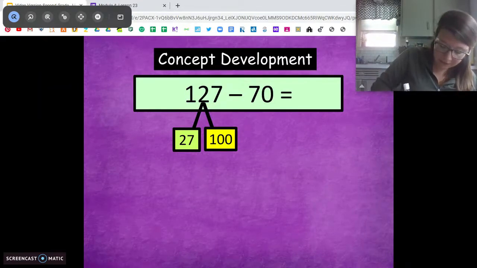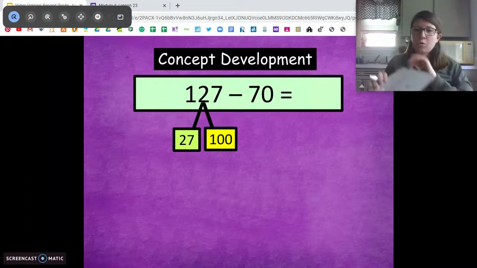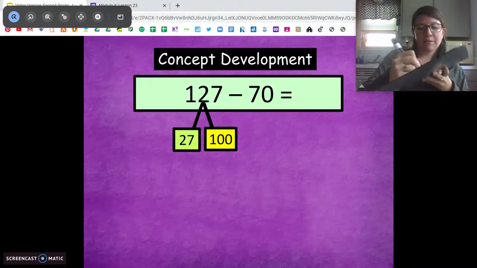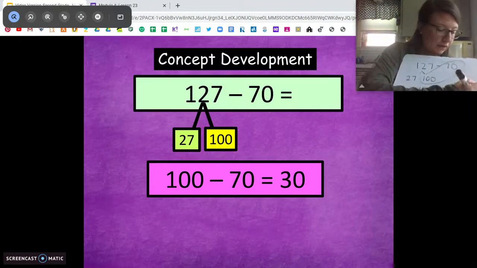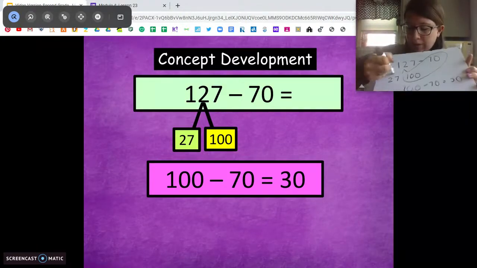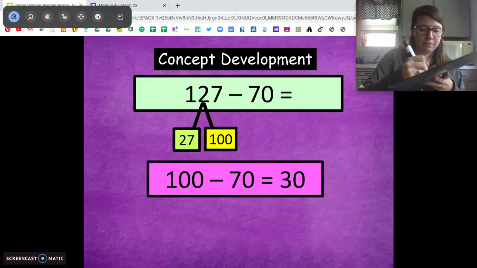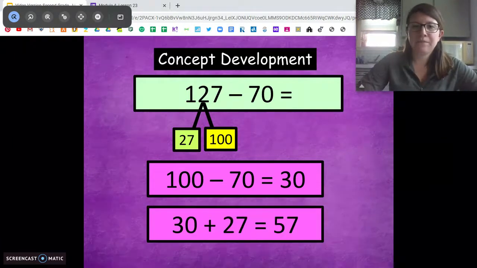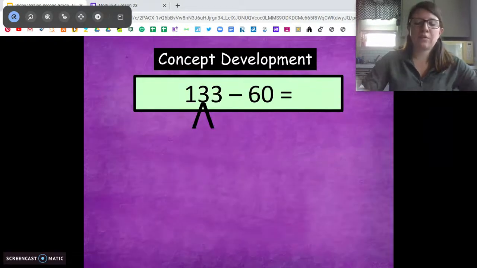Can we subtract 70 from 27? We can't, right? So we're going to take 100 minus 70. So I'm going to write that on here. I want you to do the same. 100 minus 70 is our next step. And we get 30. Now, just like in our problems in the beginning, we have to add in our extra ones. 30 plus 27. That's an easy fact for us to solve, and we get 57. So 127 minus 70 is 57. Good. All right, let's do another one.